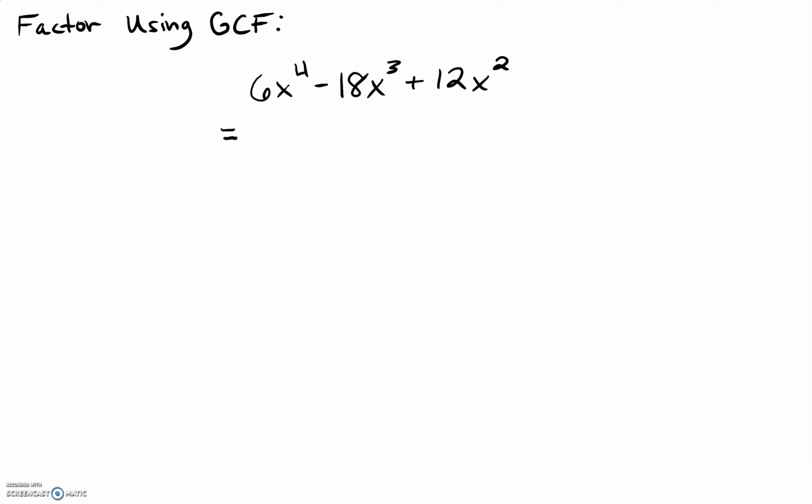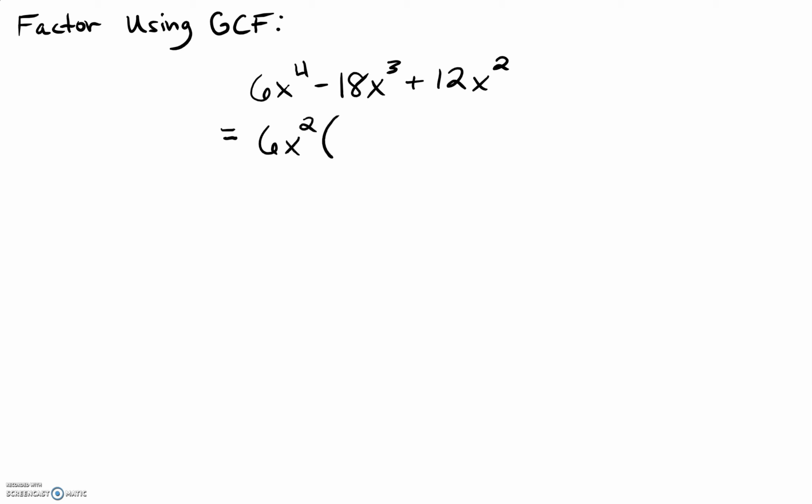We have a 6, we have a negative 18, and we have a 12. So the greatest common factor, or the largest number that we could divide out of each of those three numbers, is a 6. Next, we want to look at our variables. We have an x to the fourth, an x to the third, and an x squared. And so the largest of those that we could factor out of all three of them would be an x squared.